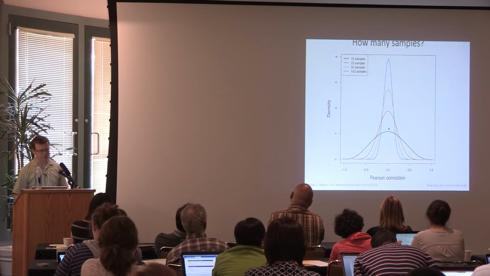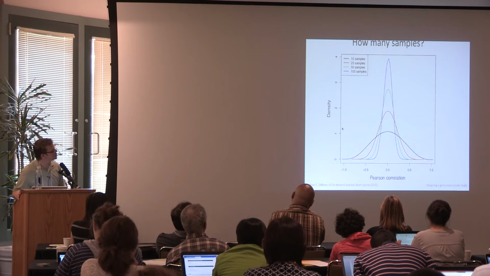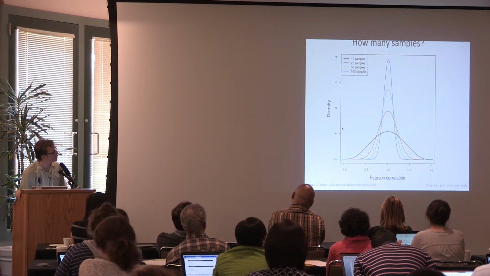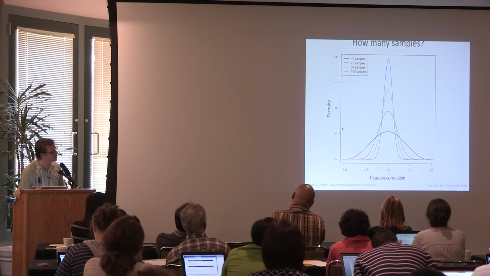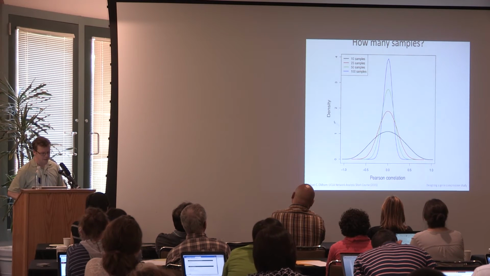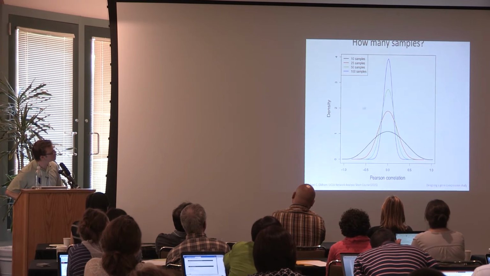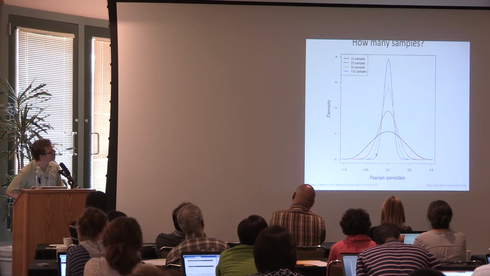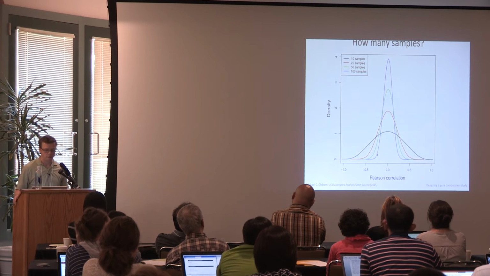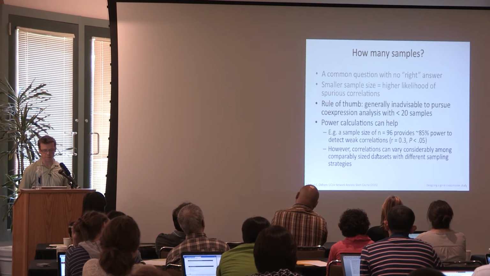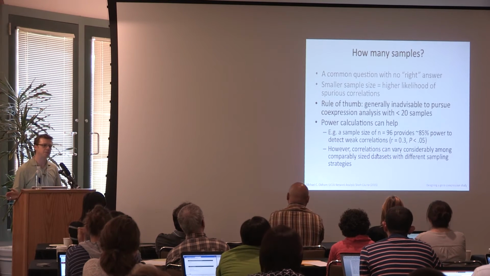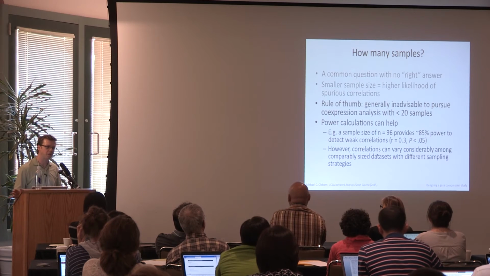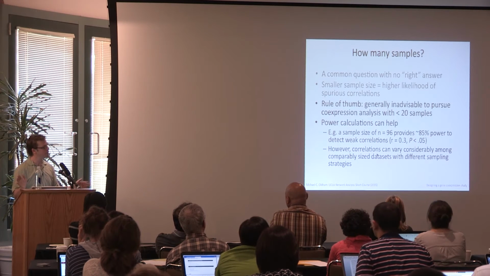So this just illustrates that. These are, again, just normally distributed random values. So it's a series of simulated data sets corresponding to 10, 25, 50, or 100 samples. And as you can see, when you have only 10 samples, the odds of seeing a moderate negative or positive correlation is significantly higher than if you have 100 samples, right? So as a rule of thumb, I usually tell people that it's inadvisable to pursue co-expression with fewer than 20 samples. That's just the rule of thumb.